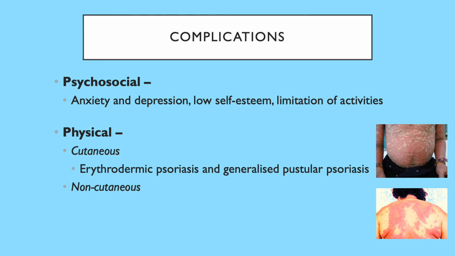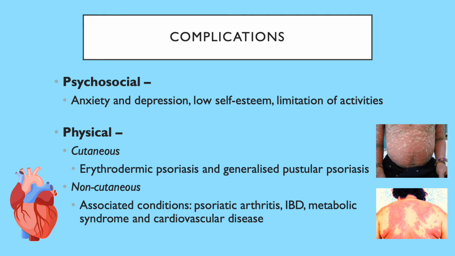In addition to these skin complications, psoriasis has a number of associated conditions, including psoriatic arthritis, inflammatory bowel disease, metabolic syndrome and cardiovascular disease. The link with cardiovascular disease is complex, but one thought is that the inflammation in psoriasis can also affect blood vessels to cause atherosclerosis.